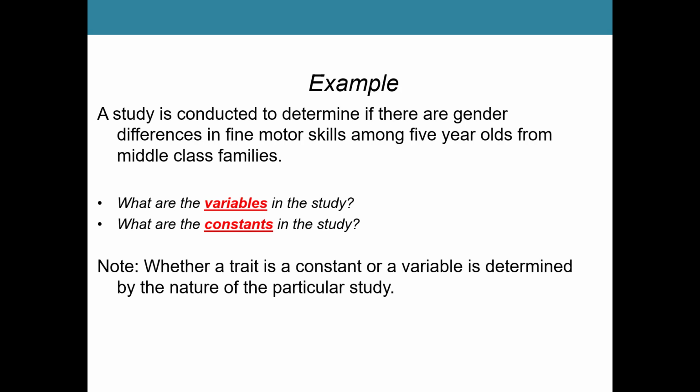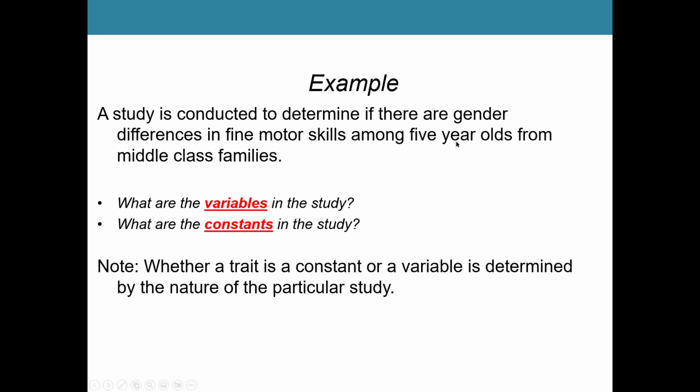A study is conducted to determine if there are gender differences in fine motor skills among 5-year-olds from middle-class families. So let's identify all the variables in this study. So we've got gender differences, that's a variable, in fine motor skills. That's something that varies. You can have great motor skills or not great motor skills. One of my children had amazing fine motor skills at age like 3. The other one, not so much.